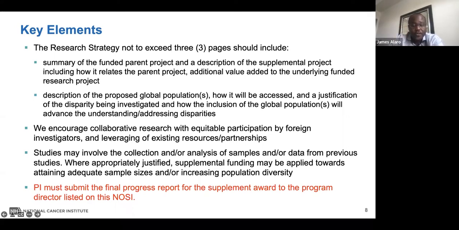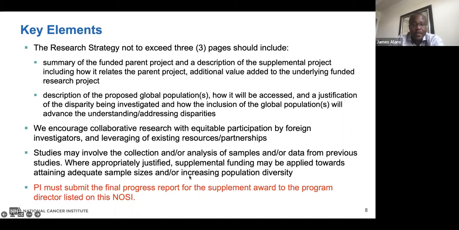I want to also emphasize that the studies may involve the collection and/or analysis of samples and/or data from previous studies. We've seen in the previous application where people actually used what they had already collected, and that was okay. Where appropriately justified, we will also support an opportunity for you to collect new data. There are examples where people used this opportunity to actually increase their sample sizes for the kind of studies that they were doing. So it is important for you, if you do so, to justify why you're doing so.